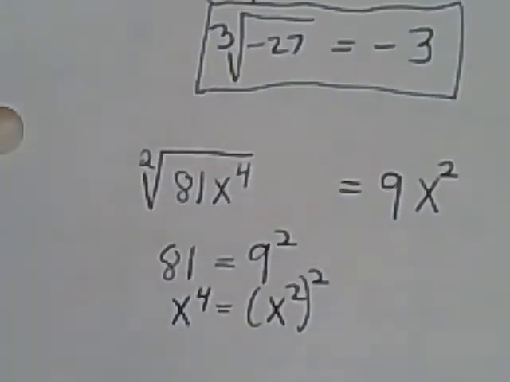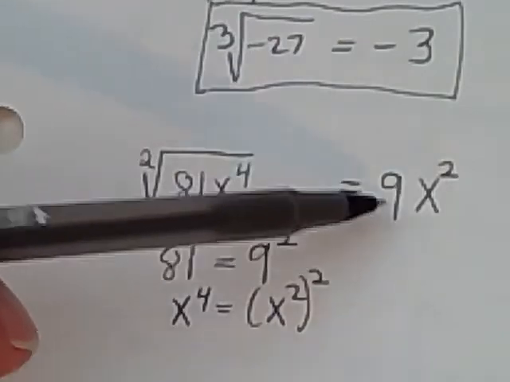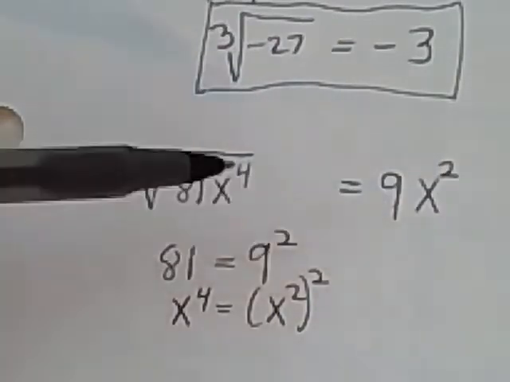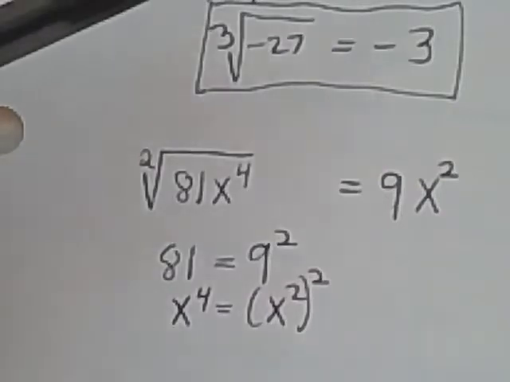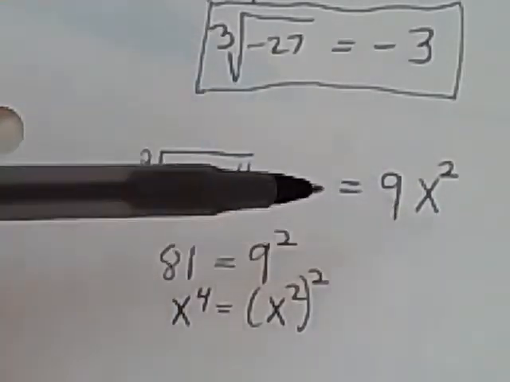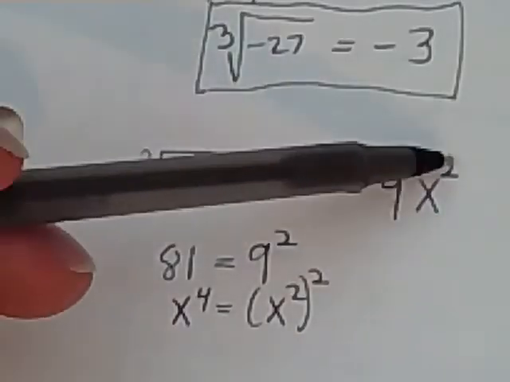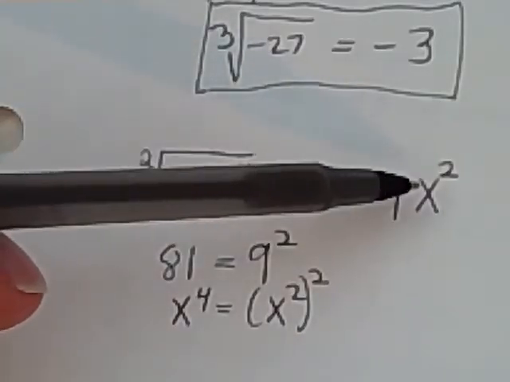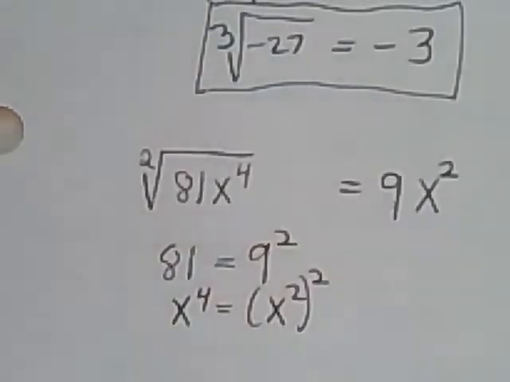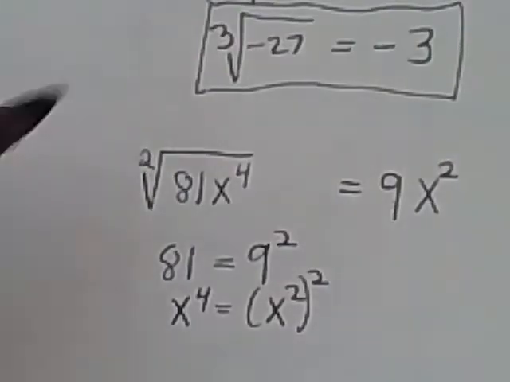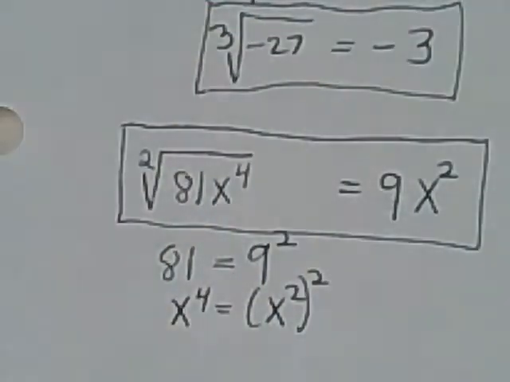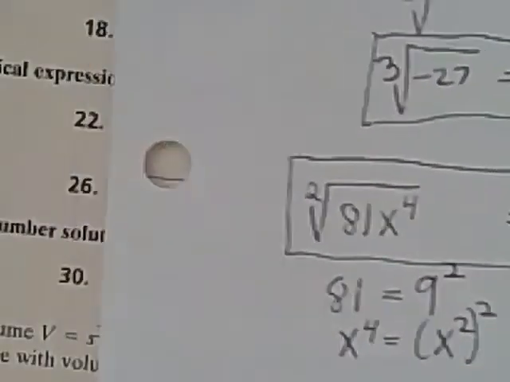But you should ask yourself, is there any situation where any of these terms might be a negative number? Are there any conditions when 9 is negative? The answer is no, it's a positive 9. Are there any values of x that would make x squared a negative number? And the answer is no. As long as that answer is no, you do not need an absolute value sign. So this is fine. This is the simplification of problem 21.